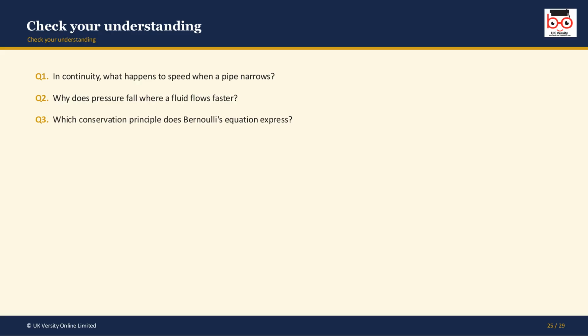Let's check your understanding. First, in continuity, what happens to the speed when a pipe narrows? Second, why does the pressure fall where a fluid flows faster? And third, which conservation principle does Bernoulli's equation express? Have a think about each one before we finish.